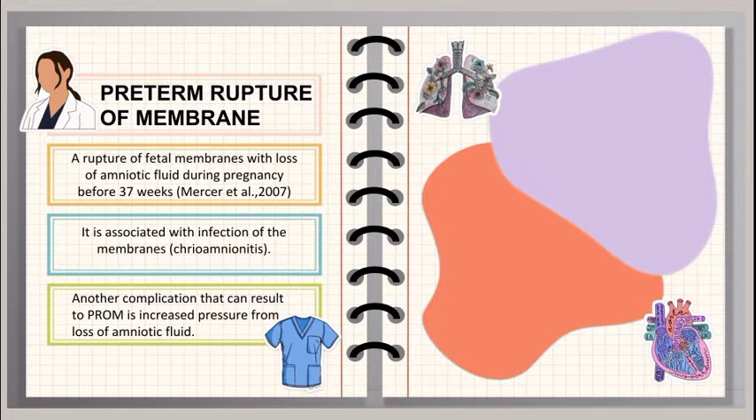So it is a rupture of fetal membranes with loss of amniotic fluid during pregnancy before 37 weeks. The cause of the preterm ruptured membrane is unknown, but it is associated with infection of the membranes, which is also known as chorioamnionitis. Another complication that can result in PROM is increased pressure from the loss of amniotic fluid.